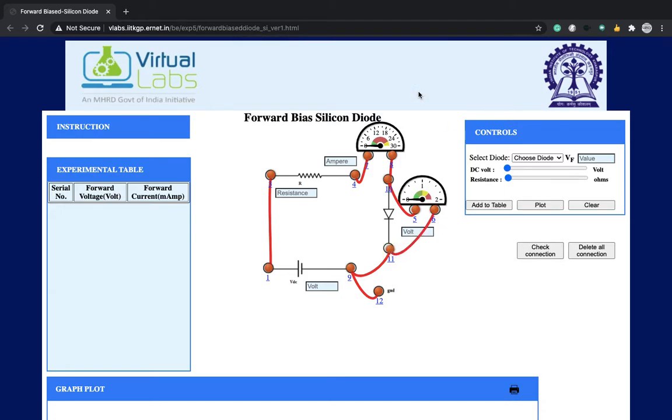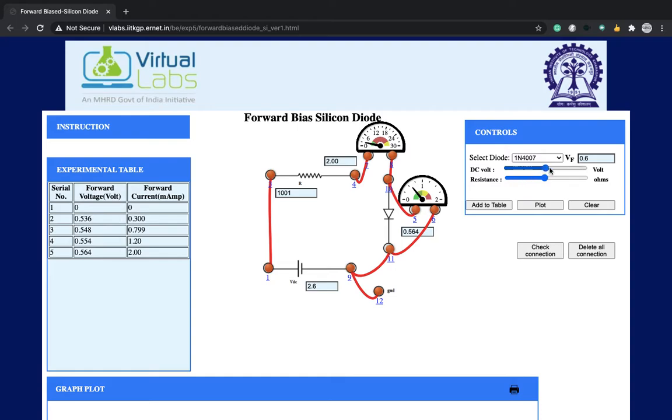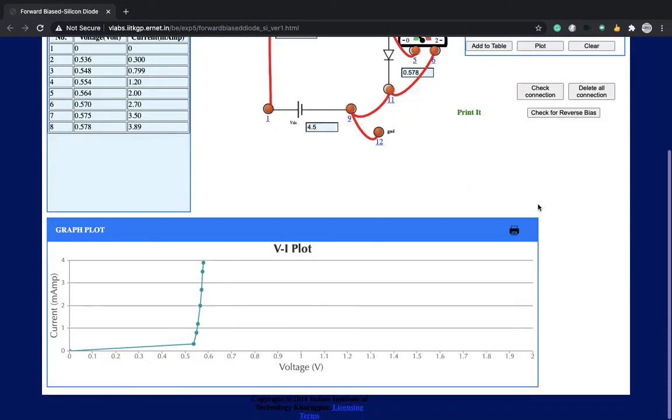The connection is correct. So what I'll do is, I'll set my resistance first to 1000 ohms, and then choose the diode. We are using 194007. I have chosen it. Then you vary the voltage, tabulate the reading, vary the voltage, tabulate the reading, and do the same till you have a set of readings. So I'm having around 8 set of readings. Now what I'll do, I'll stop with this.